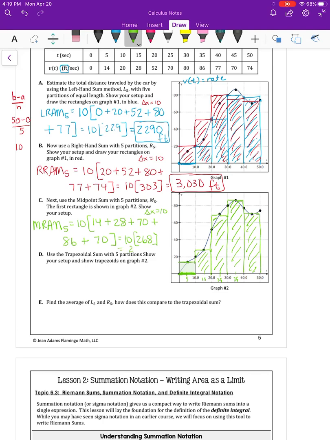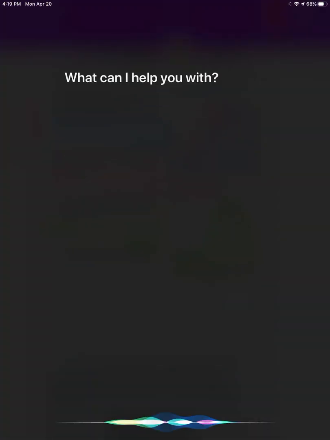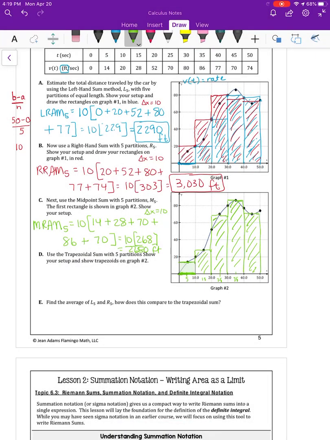At 15 we have 28. At 25 we have 70. At 35 we have 86. At 45 we have 70. So this is going to be 10 times 268, giving us 2,680 feet as our approximation using MRAM.